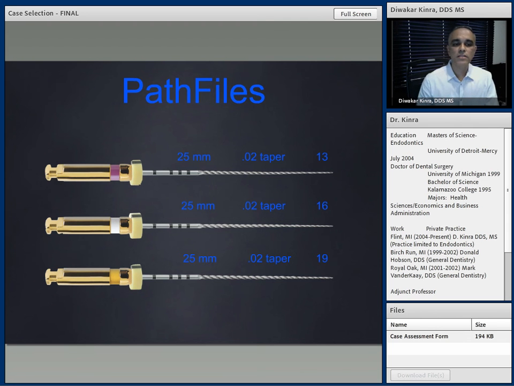So we know that this is a very safe instrument to use, and it creates a glide path very quickly and then makes your next instrument that much safer. So that's how I would deal with calcified canals and more challenging canals, is to open them up a little bit more before using a shaping instrument.